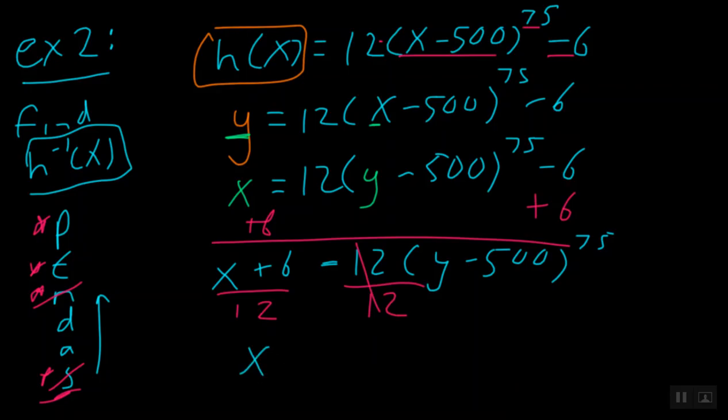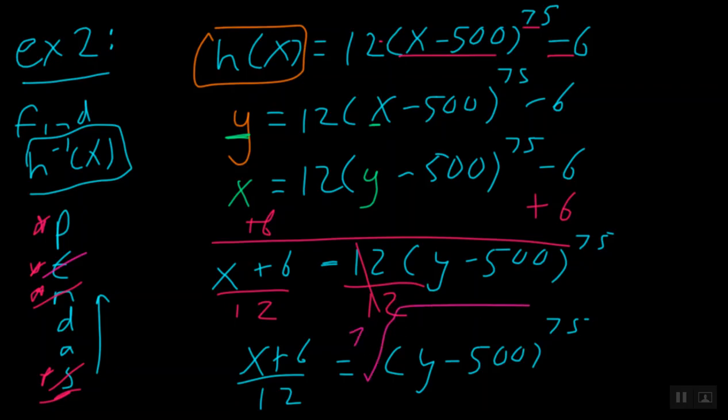We now have x plus 6 over 12 is equal to, parentheses, y minus 500 raised up to the 75th power. Now from here, how do I get rid of my exponent? How do I get rid of that 75? Well, we know that to get rid of the 75th power, we will take the 75th root. This is our big idea here. And of course, those will cancel.